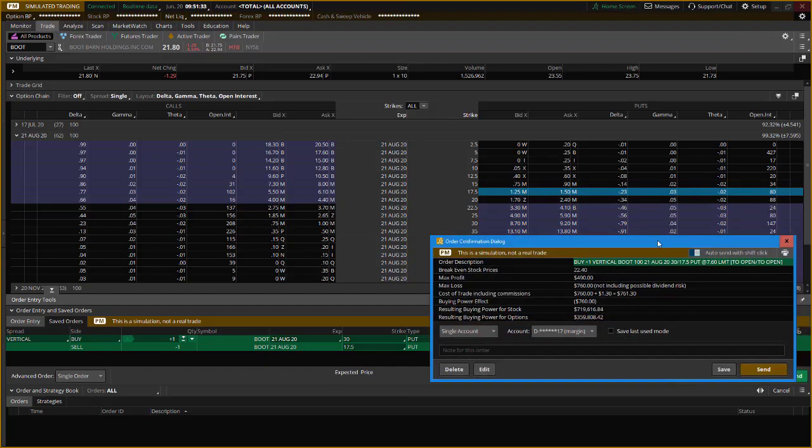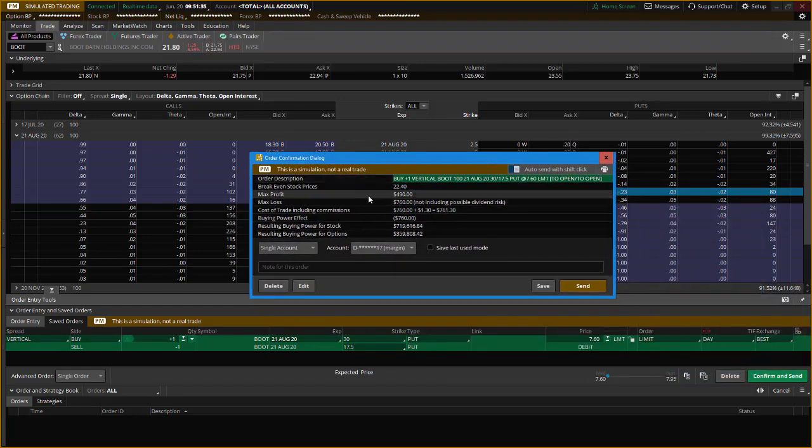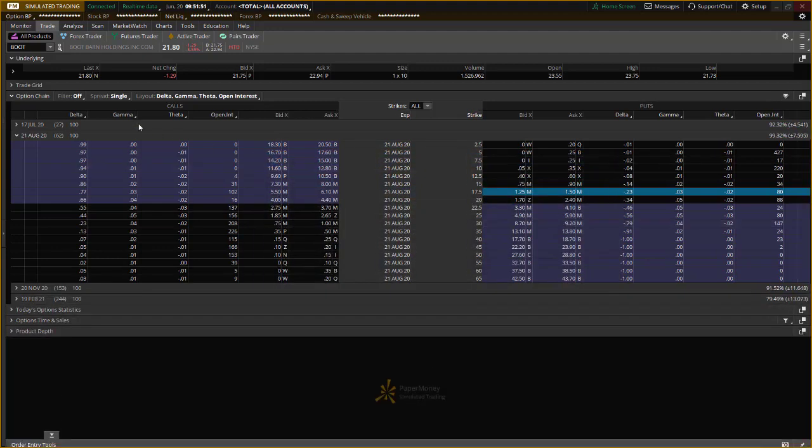Notice in this trade, max profit 490, max loss 760. That would be enough to tell me I don't want this trade at all. Okay, I don't want this trade at all. Let's try that Starbucks.